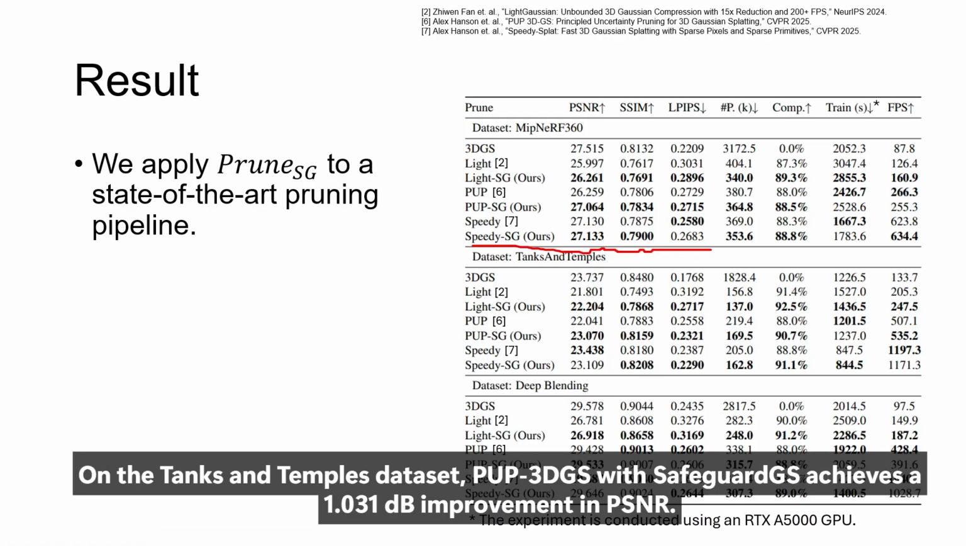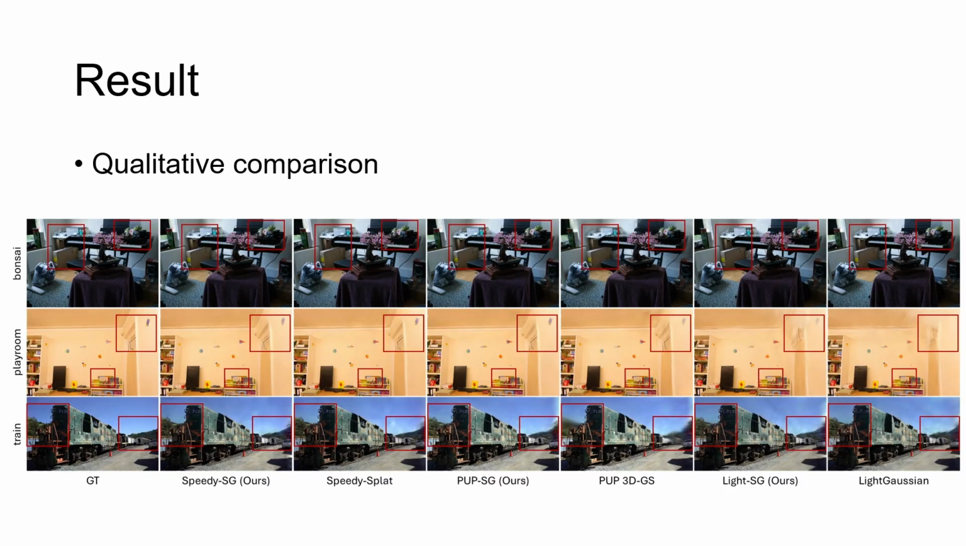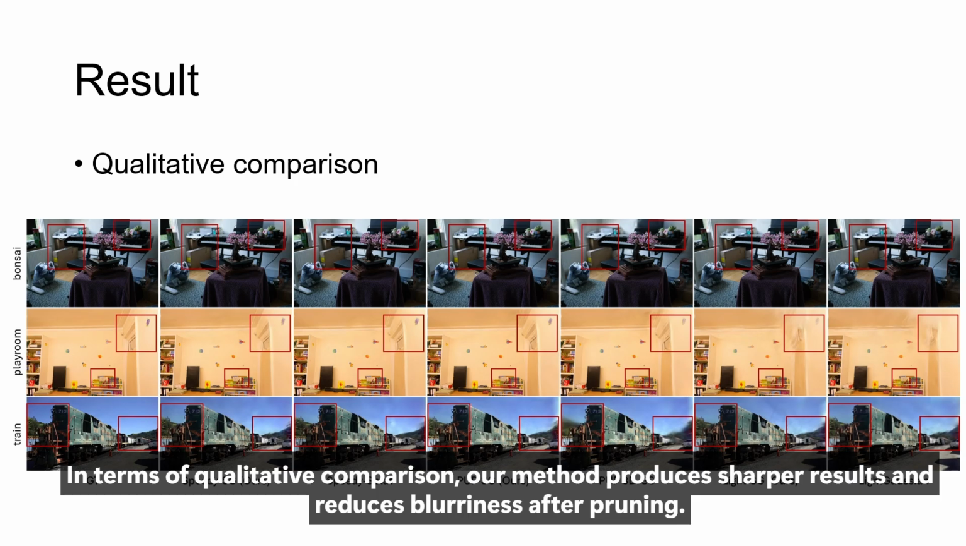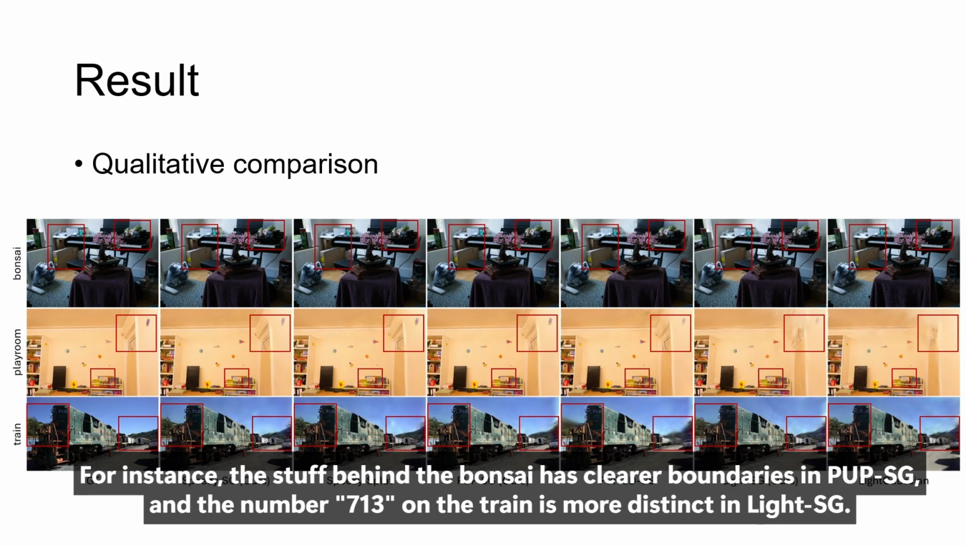On the Tanks and Temples dataset, PUP-3DGS with SafeguardGS achieves a 1.031 dB improvement in PSNR. In terms of qualitative comparison, our method produces sharper results and reduces blurriness after pruning. For instance, the stuff behind the bonsai has clearer boundaries in PUP-SG, and the number 713 on the train is more distinct in Light-SG.